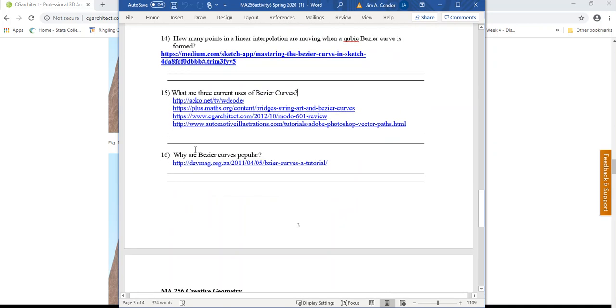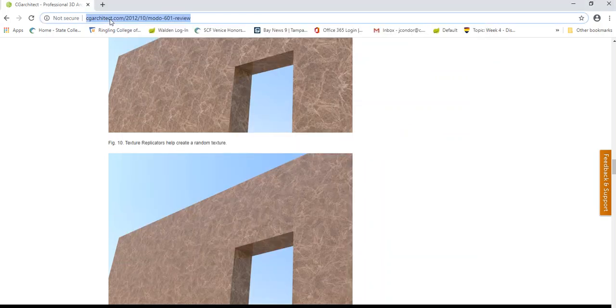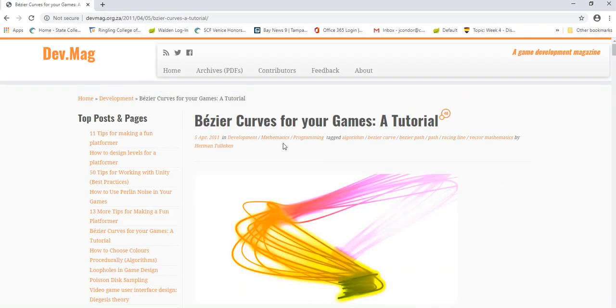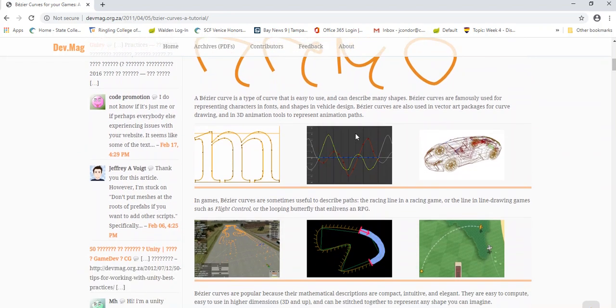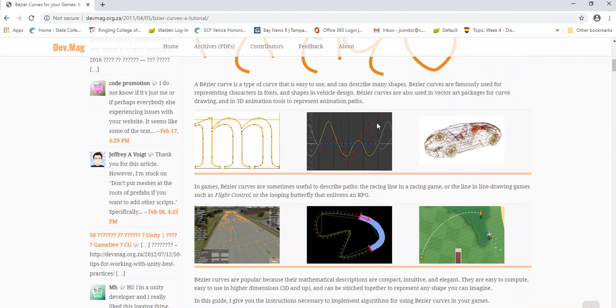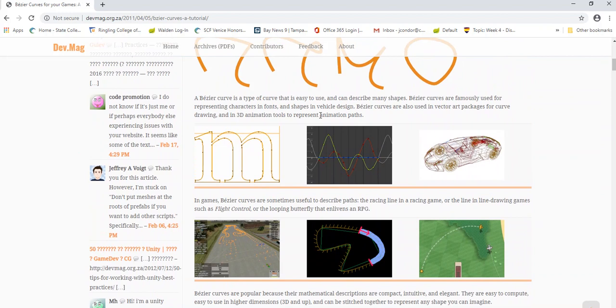And why are Bezier curves so popular? We're just going to put this up here real quick. All right, so they say Bezier curves are easy to use, can describe many shapes, and are famously used for representing characters and fonts and shapes in vehicles. They're also used in vector art packages for curve drawing and animation tools.